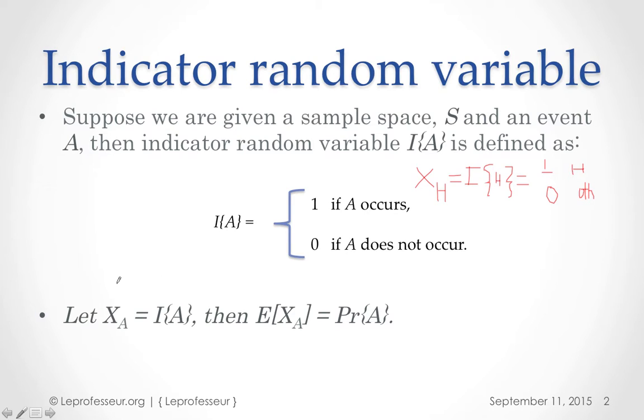Now, following the same line of discussion, let's say XA is the indicator random variable for the event A. If the event A happens, then the expectation of the random variable XA will be equal to the probability of the event A happening. This is a lemma, which you can see in probability theory books.